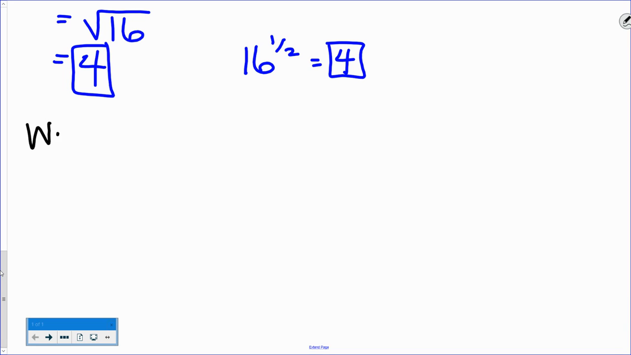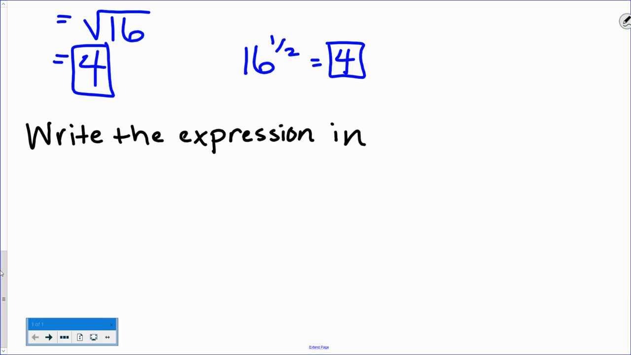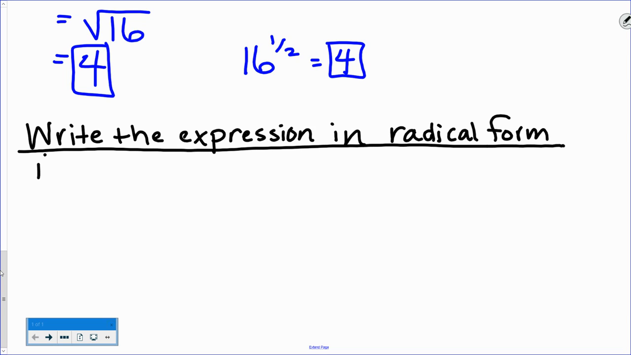All right, so we might have to write the expression in radical form. So I have 2x to the 3/5 power. I'm not simplifying really anything with this. I don't know what x is, but I'm going to write just the radical expression. 5 is going to tell me the index. 3 is going to tell me the power.